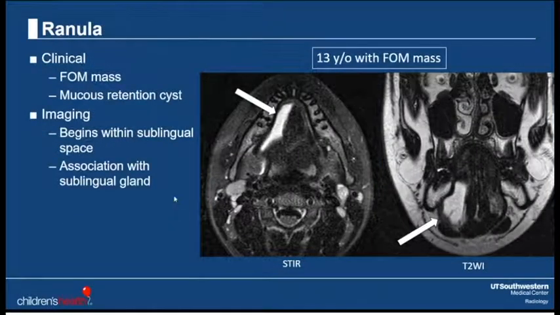Ranulas can also occur in the floor of the mouth and are usually associated with the sublingual gland, and they begin within the sublingual space. This is a typical ranula, again involving the sublingual space associated with the sublingual gland and extending posteriorly, but still confined by the mylohyoid muscle on these coronal T2 weighted images.